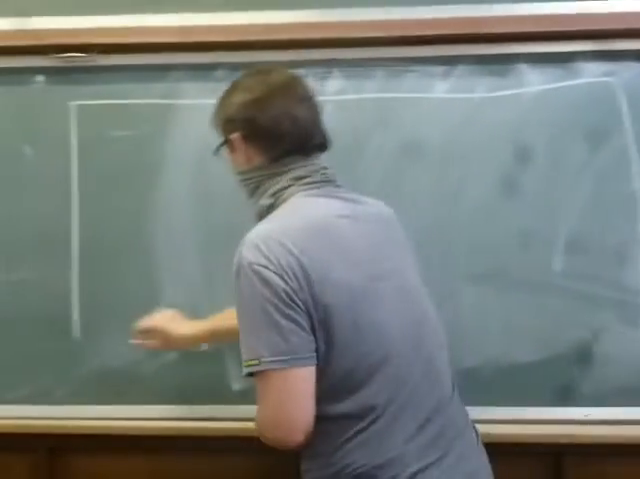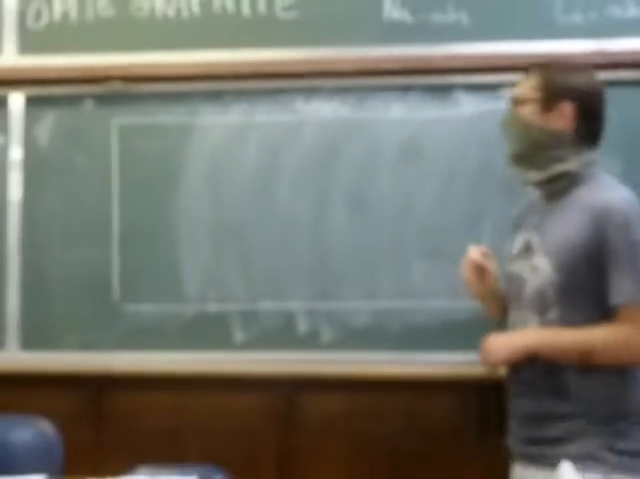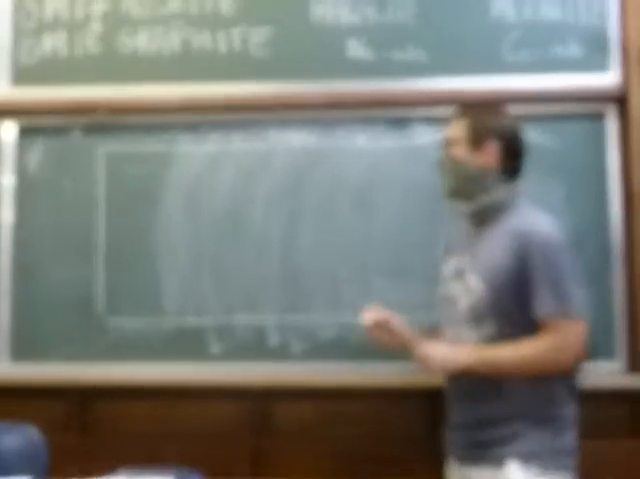If I represent life as a big box like this, this is life on Earth. Life can be divided in two.